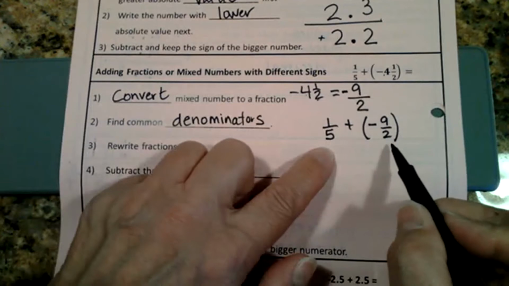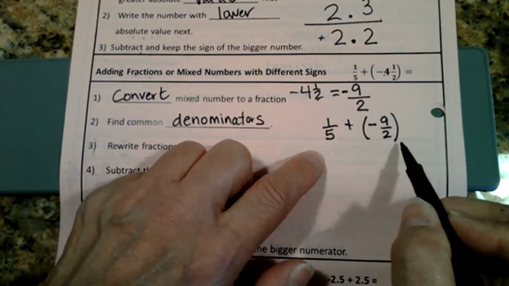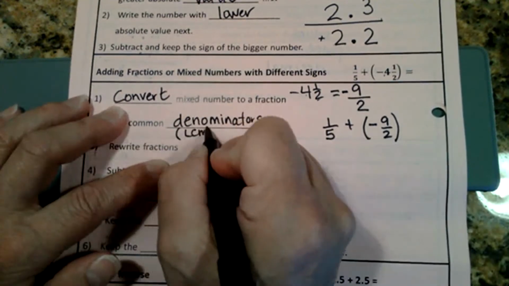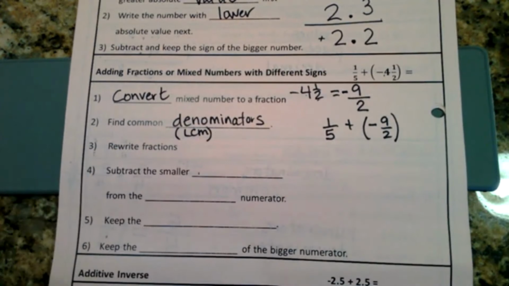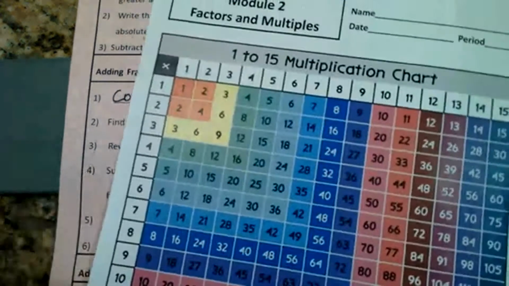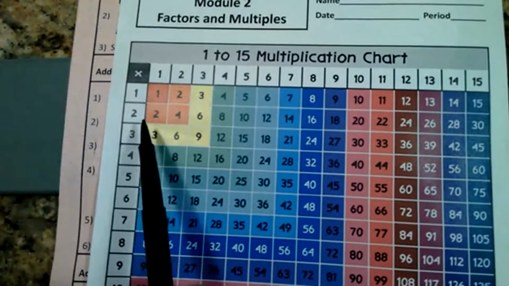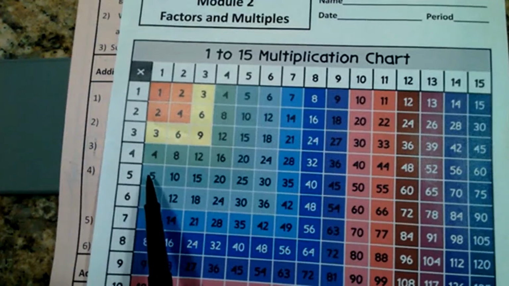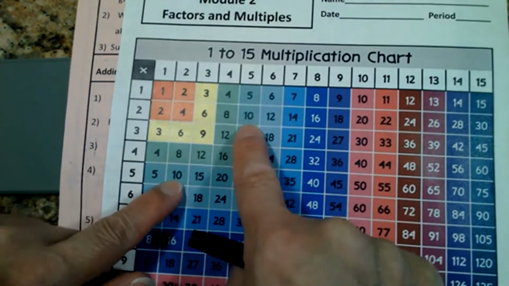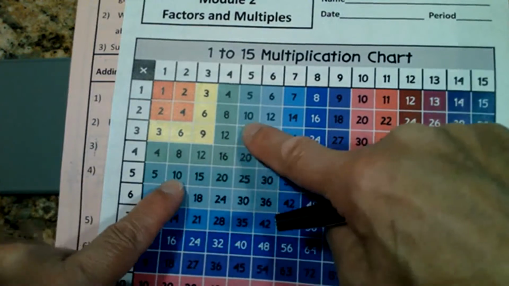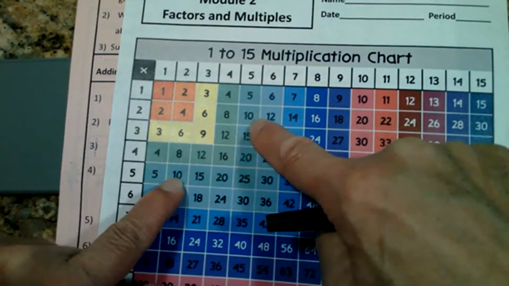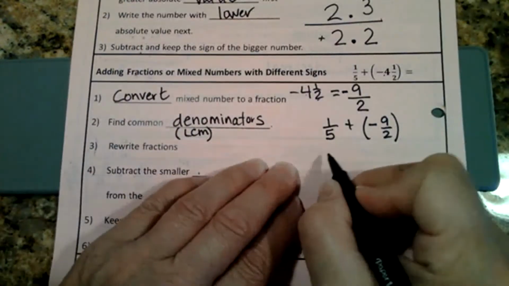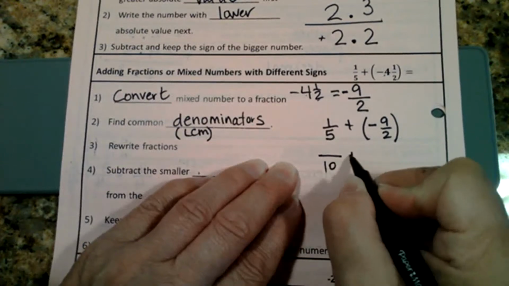Okay, 5 and 2 are not common denominators. That's two different denominators. So we have to find, again, the LCM, lowest common multiple of 5 and 2. If you don't know that off the top of your head, look at your chart. I'll give you a chart, okay? So 2, we have 2, 4, 6, 8, 10, 12, and so on. 5, we have 5 and 10 right there. There it is, okay? So 5 has 10 and 2 has 10. In fact, 5 times 2 is 10, right? So we're going to use 10 as our common denominator.